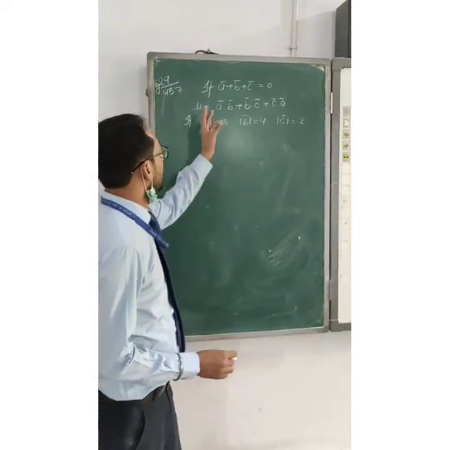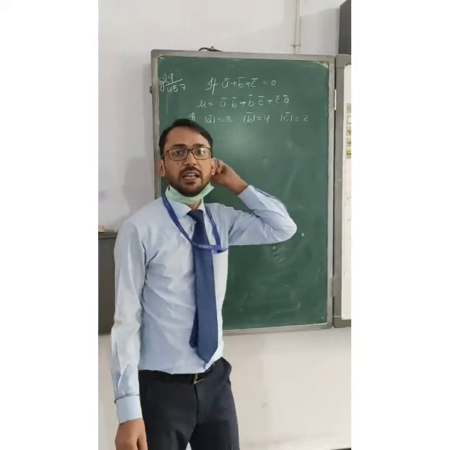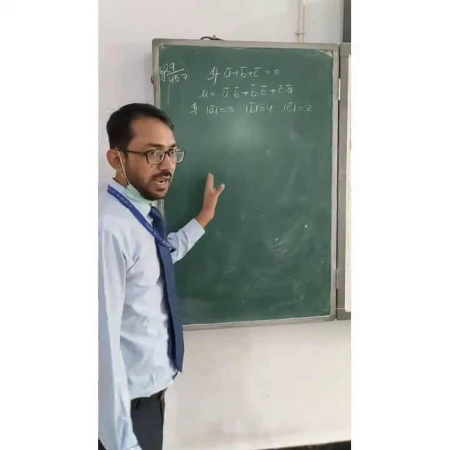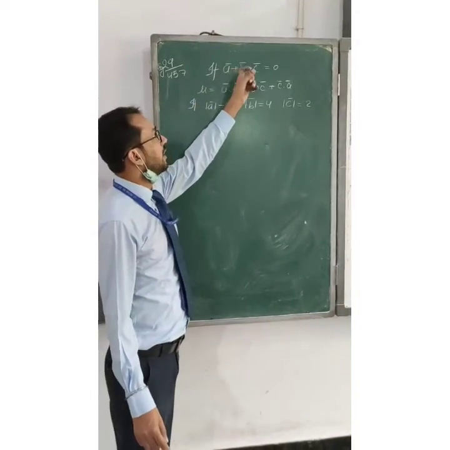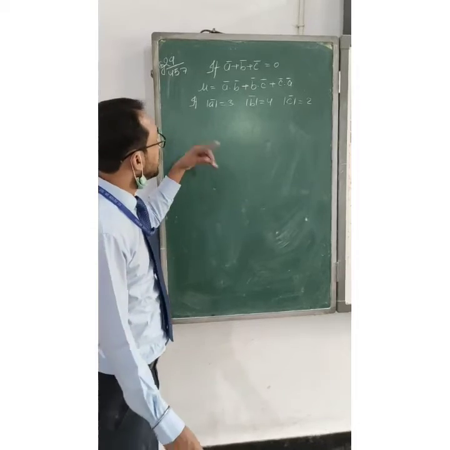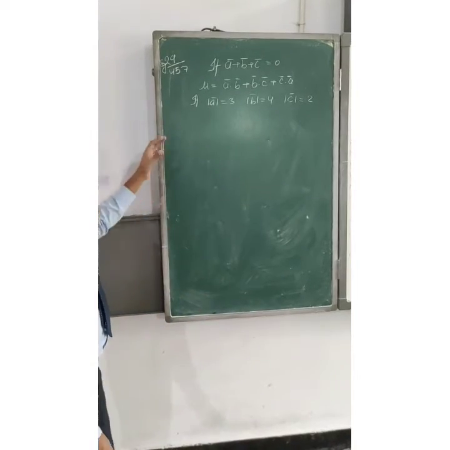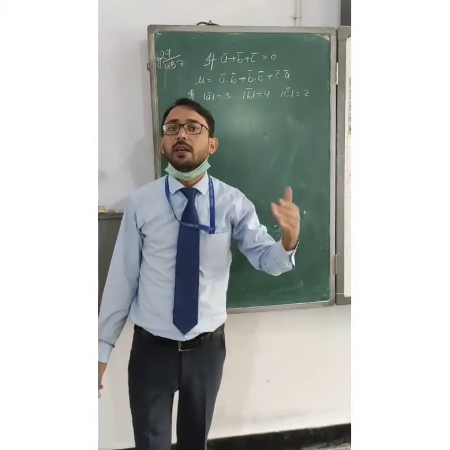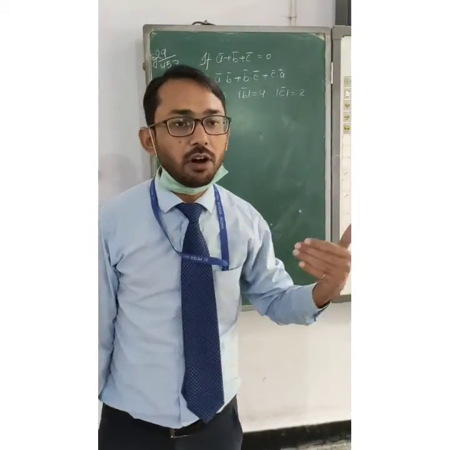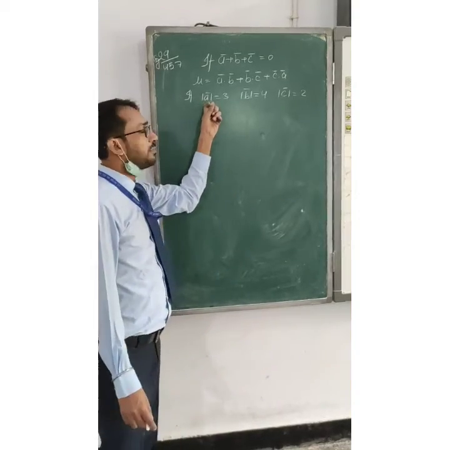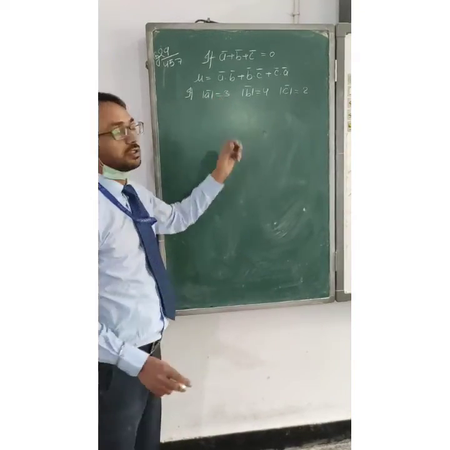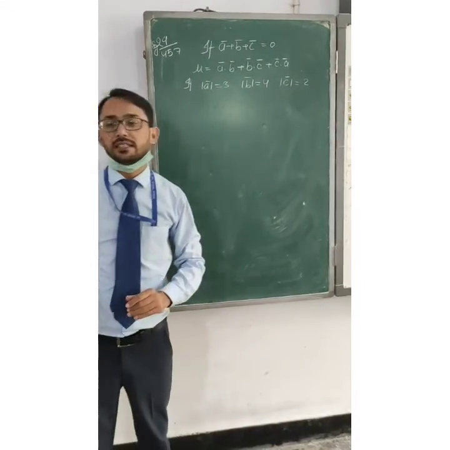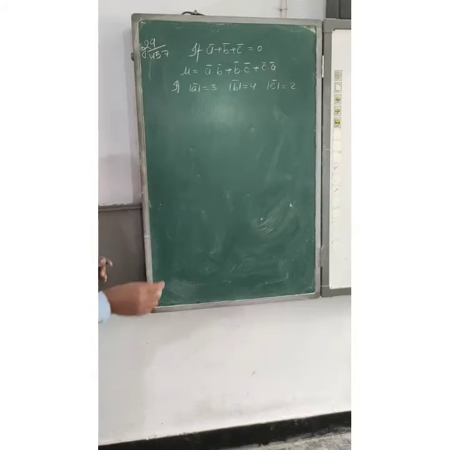Yes, beta. Now we are going to do example number 29. It is one of the very important examples from the chapter Vectors. We have been given vector A plus vector B plus vector C equals 0, and we need to find the value of mu, where mu is equal to A dot B plus B dot C plus C dot A. Also we have been given modulus of A is equal to 3, modulus of B is equal to 4, and modulus of vector C is given as 2.